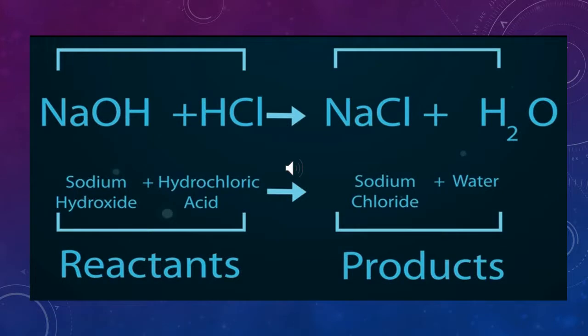Here you can see the equation written in the form of symbols and alphabets as well. Sodium hydroxide and hydrochloric acid written on the left hand side denote the reactant side, while the arrow shows that it changed into another substance, known as the product. After the reaction, when sodium hydroxide and HCl react, it produces sodium chloride, NaCl, and water, H2O.